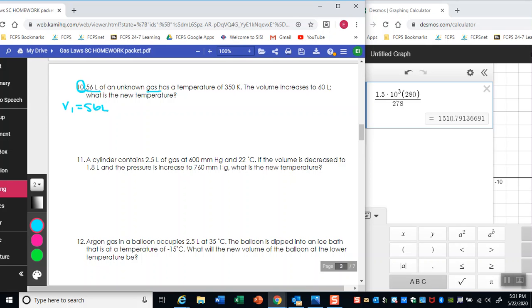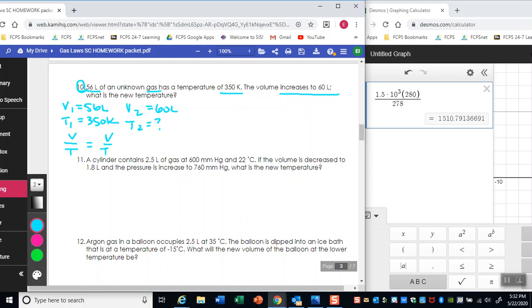I've got a gas, so I'm going to use my gas laws. And temperature is 350 kelvins. The volume increases, so I have a new volume of 60 liters. And what is the new temperature? I don't know. Okay, so again, this is going to be Charles's law, where they're directly related, so I'm dividing them.